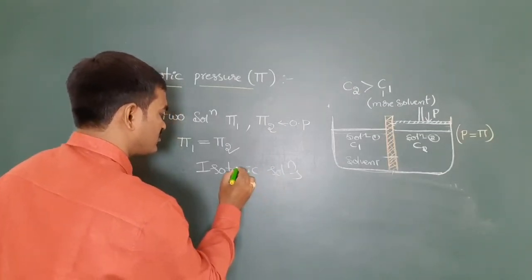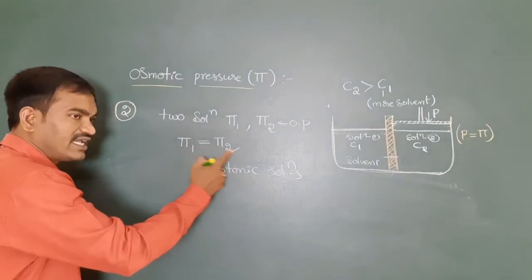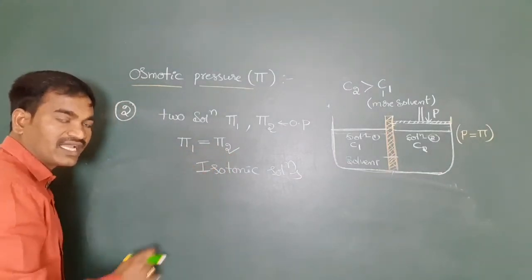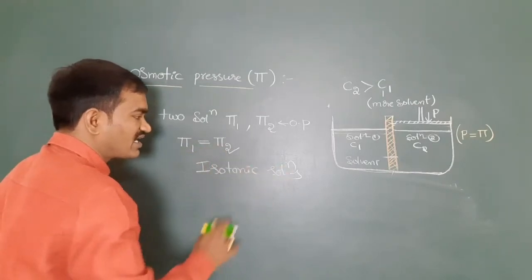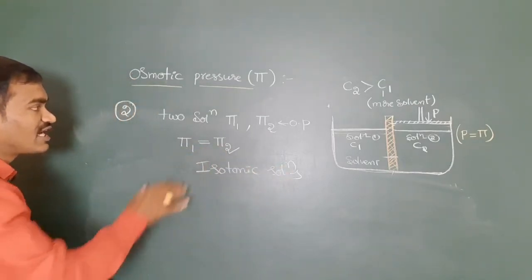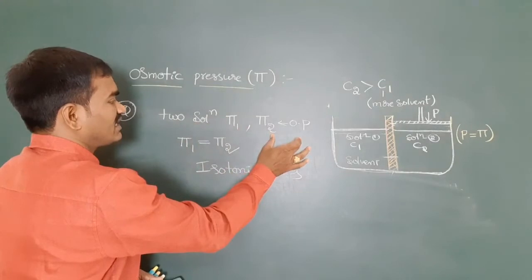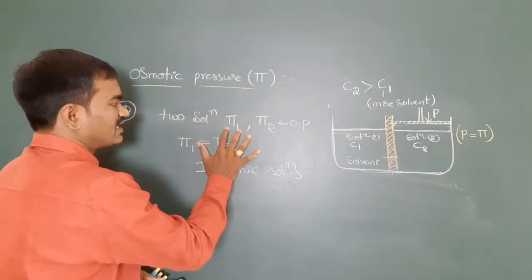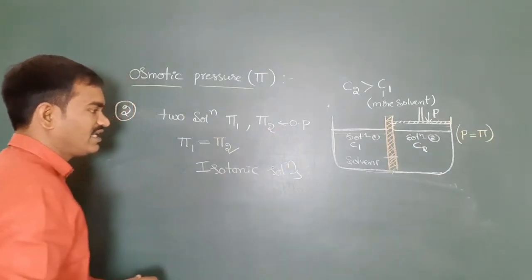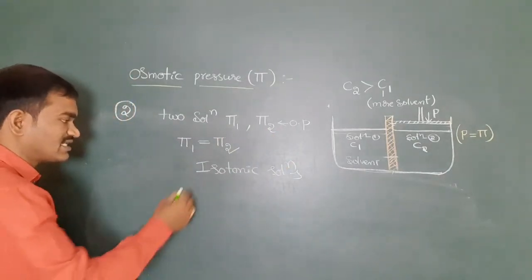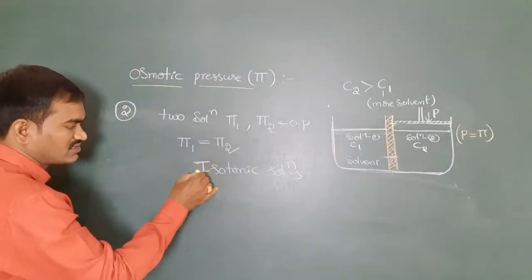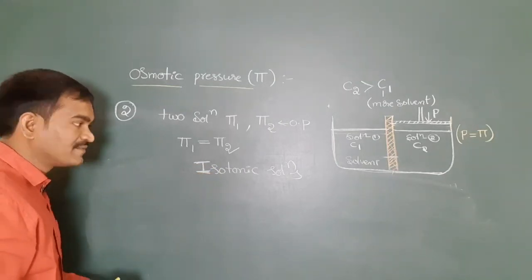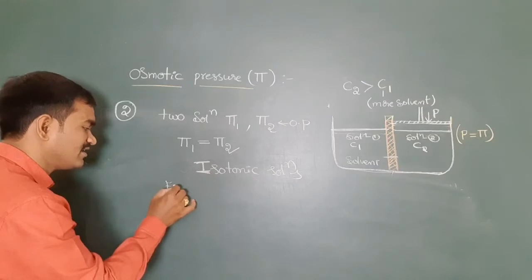Isotonic solutions means their osmotic pressures must be equal. If their osmotic pressures are equal, then such type of solutions we call as isotonic solutions. Two solutions we are taking, their osmotic pressures are equal, then we can say they are isotonic solutions.